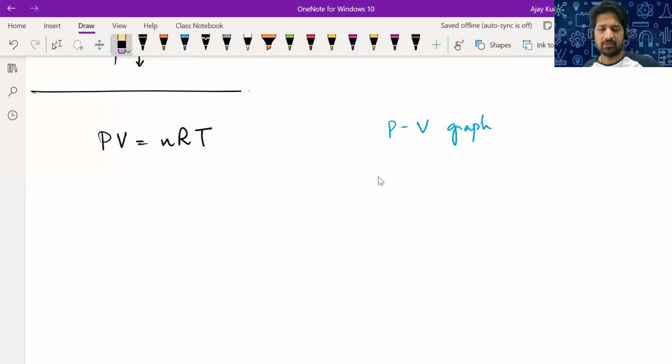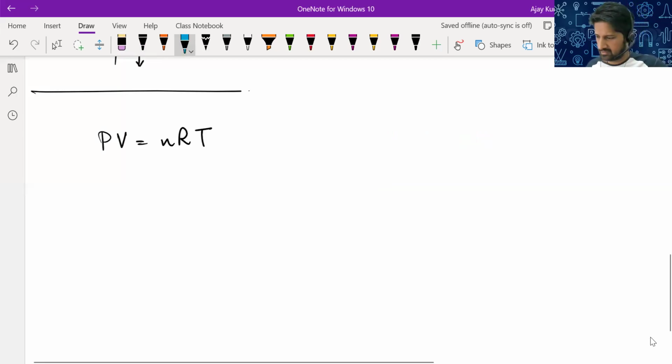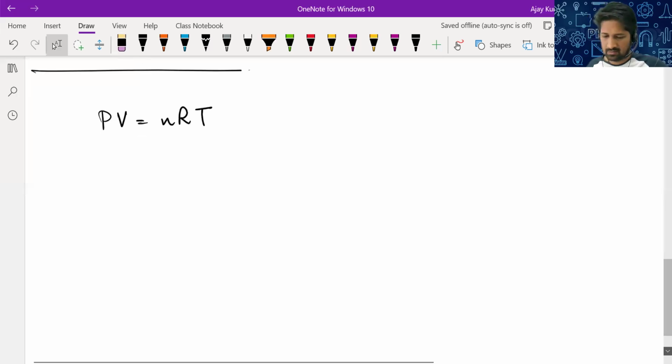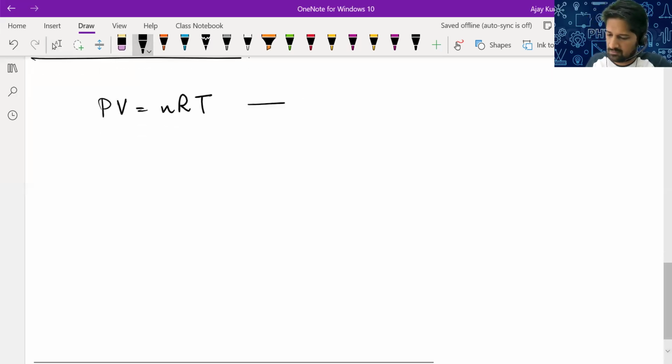So suppose you want the PV graph, you need an equation only between pressure and volume. So you need to eliminate temperature from the ideal gas equation. How can that be done? We need some more information, as I said. And the only information we have about an adiabatic process is that delta Q is zero. Heat is not supplied or removed from the gas. So let's try to make use of that. Follow this derivation carefully, all of you. This is very important.